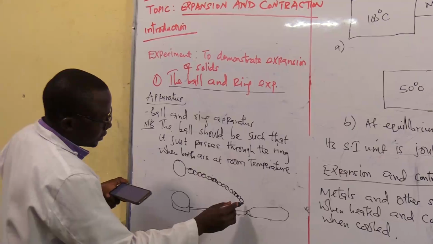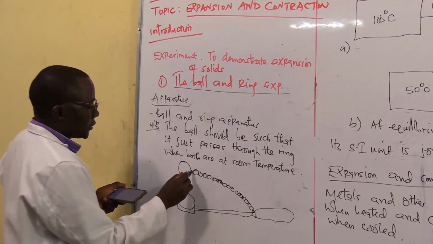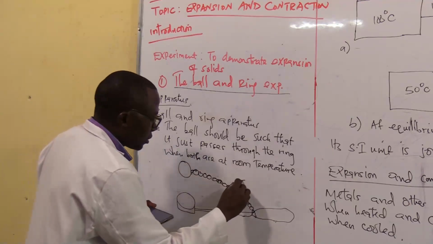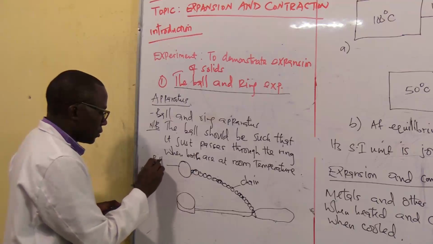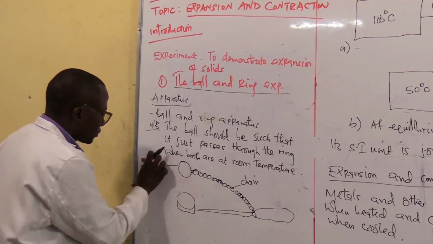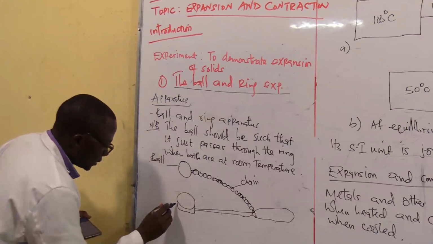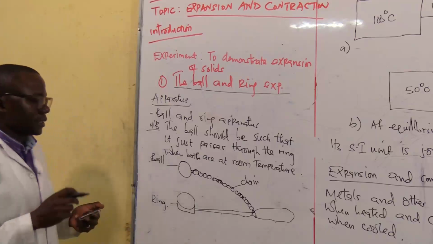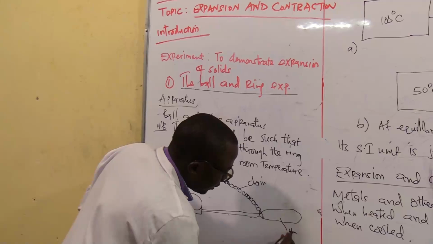And remember, it is a ball and ring apparatus. They are essentially together. So this is the chain, and this is the ball. Then this is the ring. So that is essentially what we have in here. And remember, this is the handle.